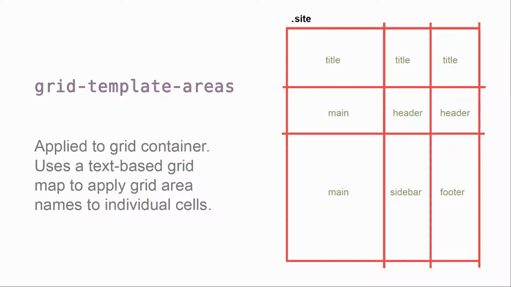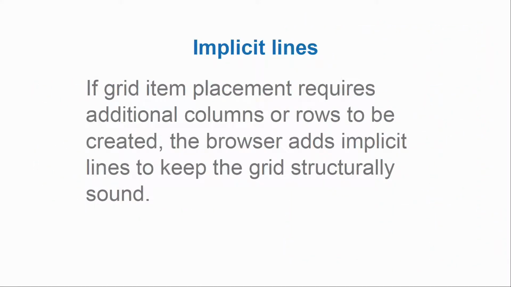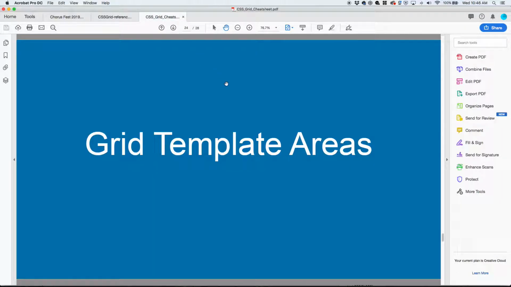Sorry, the main is going to span the second and third rows in the first column. The header is going to span the second and third columns in the second row. Our sidebar looks like it's just going to span 1 cell there, and same with the footer, but we can actually define these in this grid-template-areas. We'll get back to implicit lines in a second. Back to the other document. So our grid-template-areas.